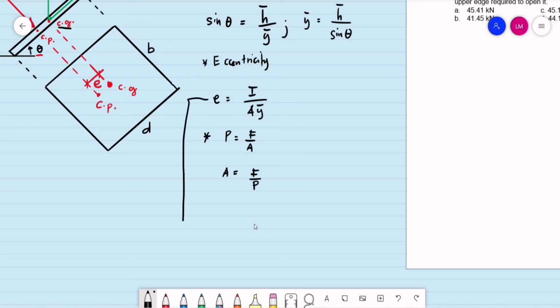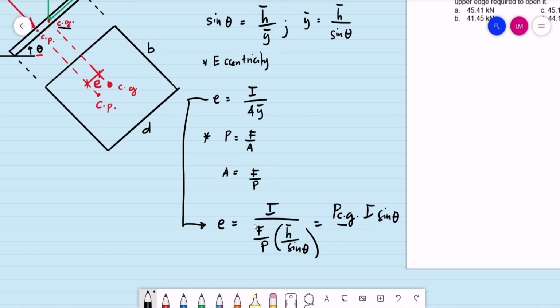So, input lang natin yung equivalent ng area dito at saka yung bar y. So, mag-substitute tayo dito sa formula ng eccentricity. That is yung E equal to the moment of inertia divided by area. Ito yung force divided by the pressure times ang equivalent ng bar y. Ito yung bar h divided by the sine of theta. Kung isi-simplify natin ito, this will be the same as pressure. To be specific, ito yung pressure on the center of gravity times I, times the sine of theta all over the force multiplied by the bar h.